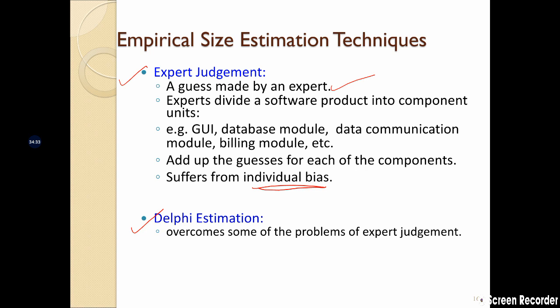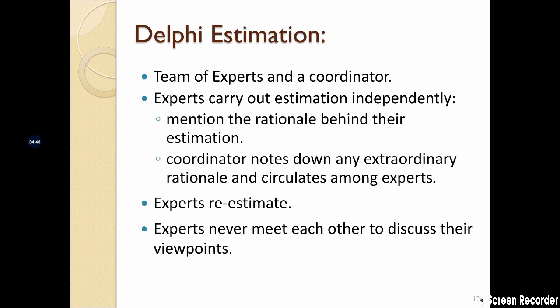Now if you have 5 people judging the effort for a particular software, your 5 estimates will all be different. That's where expert judgment and Delphi estimation come into the picture. In Delphi estimation, it's not just one person who is associated. There will be a team of experts and there will be a coordinator.